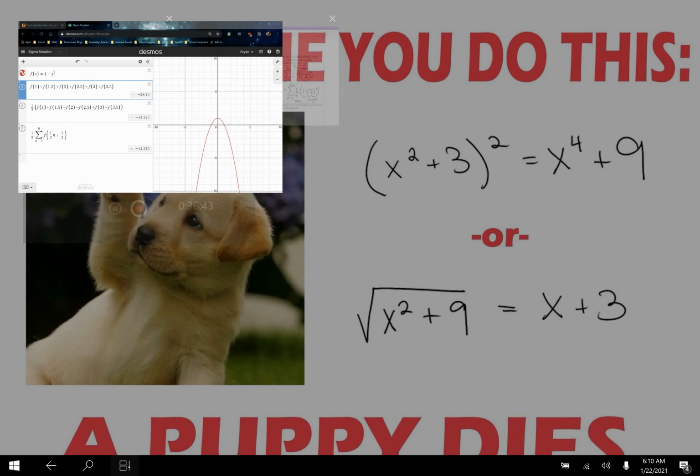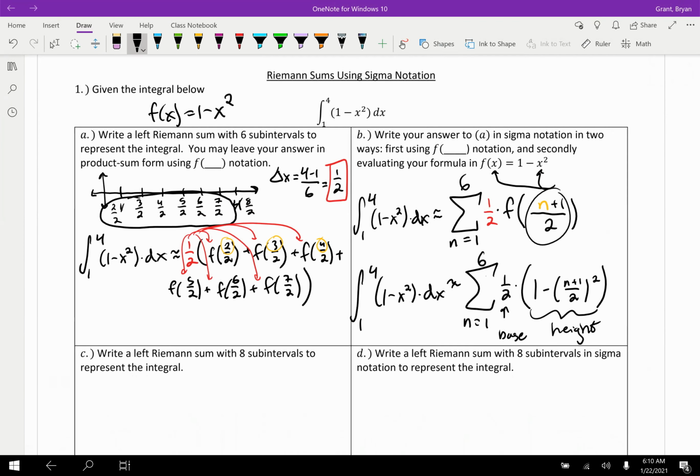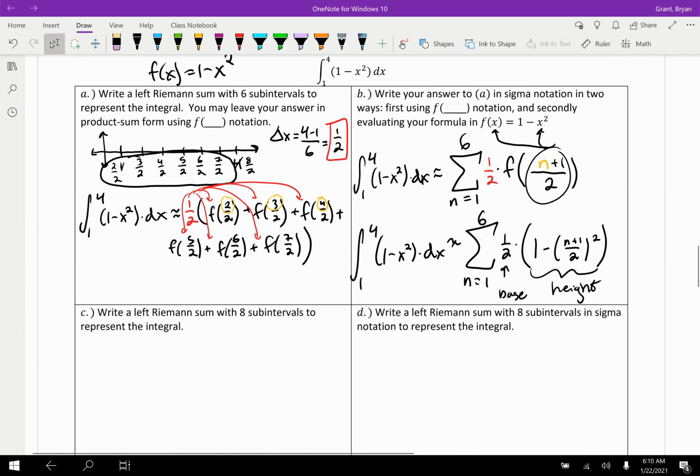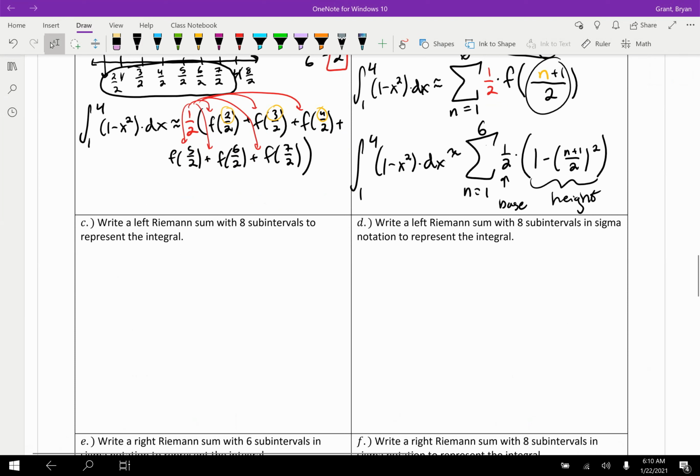Alright, now you're not actually going to be asked to evaluate anything here. It's just practice writing all these different integrals and summations. So, let's look at C. Write a left Riemann sum with 8 subintervals to represent the integral. Okay, well, we'll do the same thing as before.